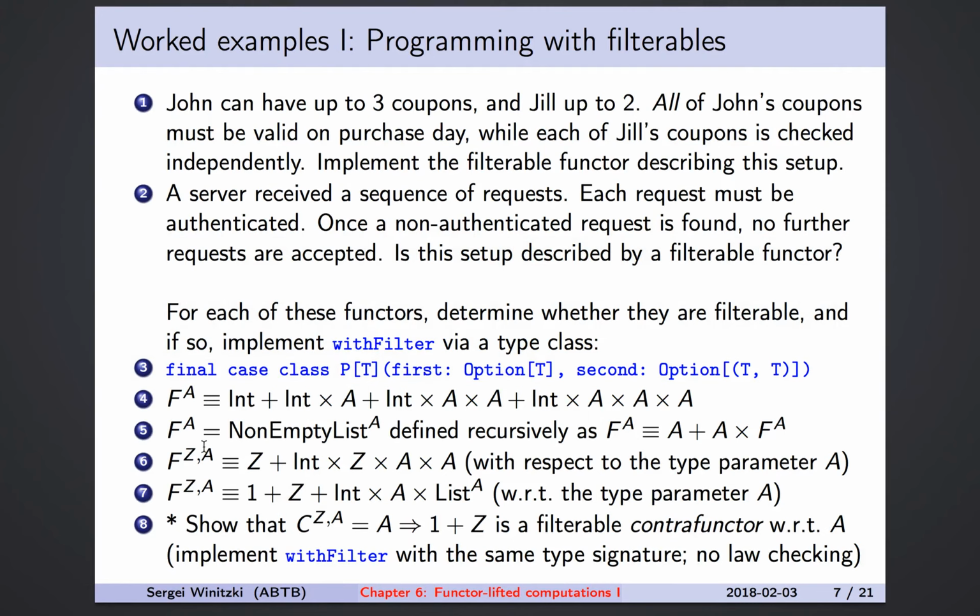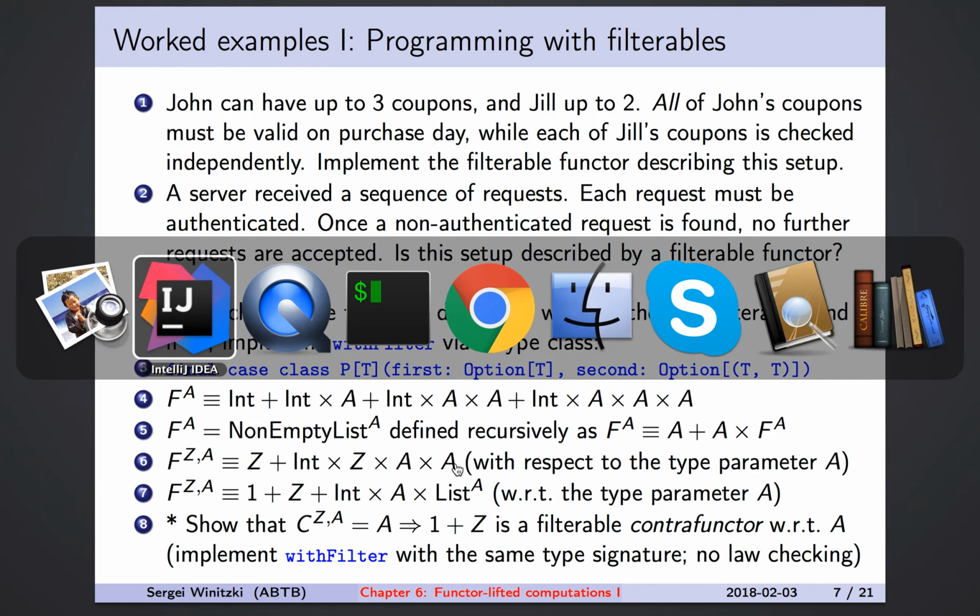The next example is this functor, which has two type parameters, but we are interested in the type parameter a. So there is a z, or there is an integer z, a, and a. So how do we filter that? Well, certainly it's a functor. It's covariant in a, but how do we filter?